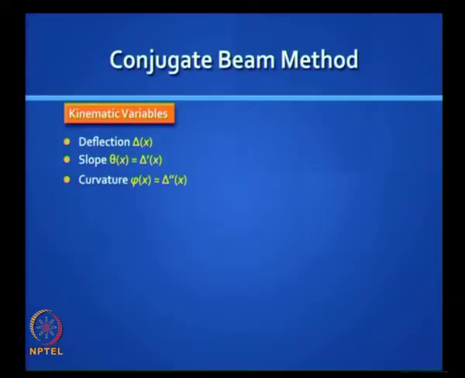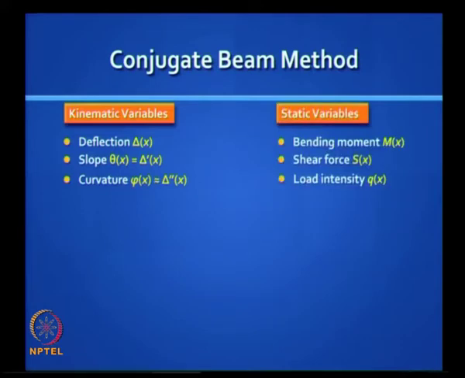One of the most powerful methods is the conjugate beam method. So you have the kinematic variables and you have the static variables, and you see that there is a definite relationship in each of these streams. If you travel upwards, if you integrate, you get from one to the other. If you integrate curvature, you get slope. If you integrate slope, you get deflection. If you integrate load intensity, you get shear force. If you integrate shear force, you get bending moment. So there is a kind of analogy between these two streams, and that analogy was put to good use in the conjugate beam method.